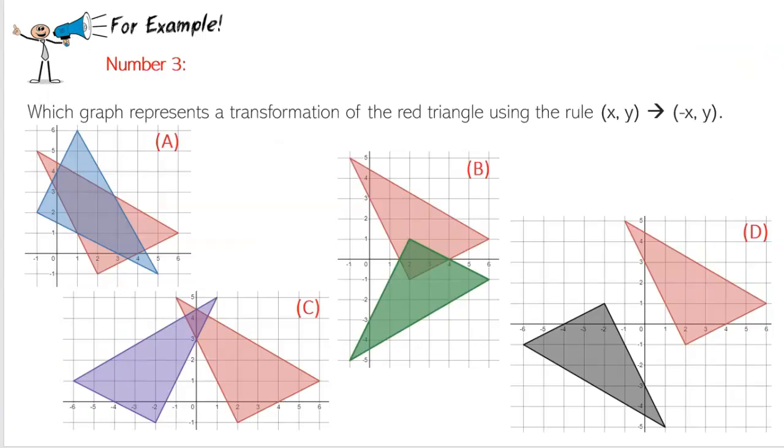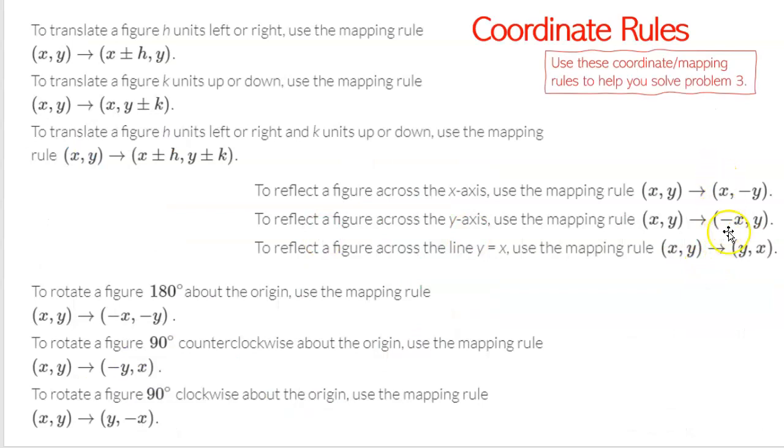So number 3, which graph represents a transformation of the red triangle using the rule (x, y) goes to (negative x, y)? The one thing that you could do is take the red triangle and write down all of the coordinates, and then take the other color triangle and write down the coordinates and see if it is a negative x, y. So let's just go back. Which one is negative x, y? It's right here. So that is reflecting across the y-axis.